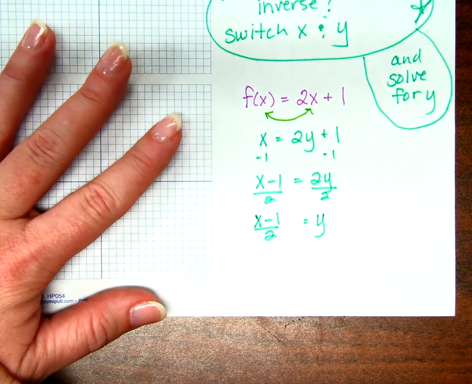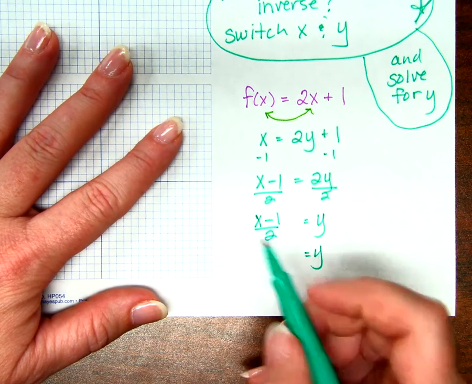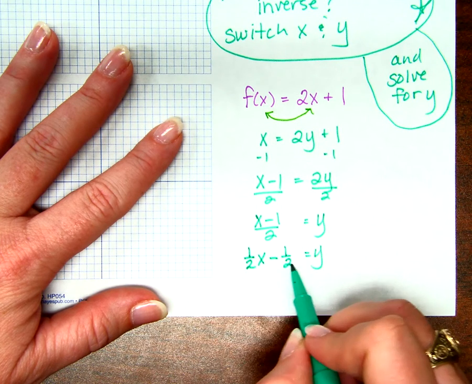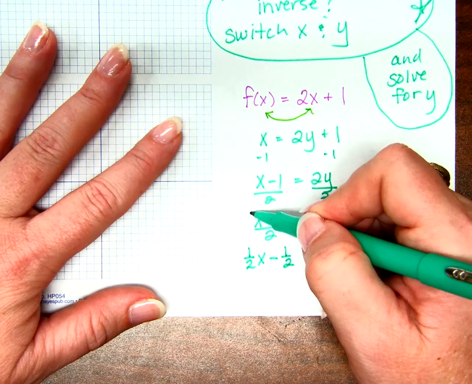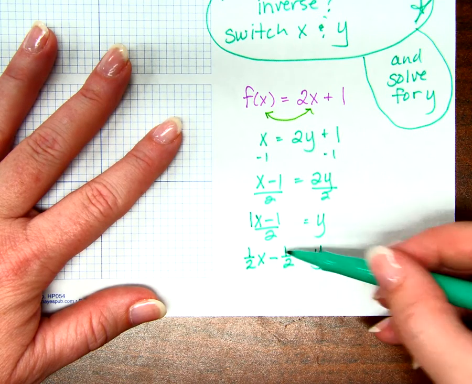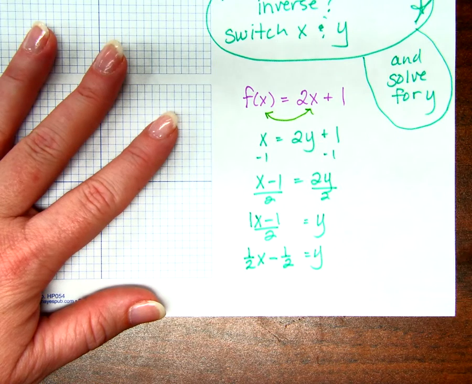X minus 1 over 2. What's the other way I can write this answer? 1/2 x minus 1/2. Does that make sense? Isn't there a 1 in front of this x? So if I divide each term by 2, don't I get 1/2 x minus 1/2? Yeah? Which one is more correct?